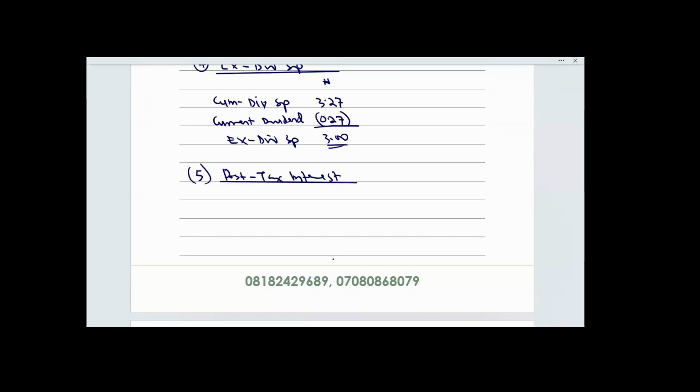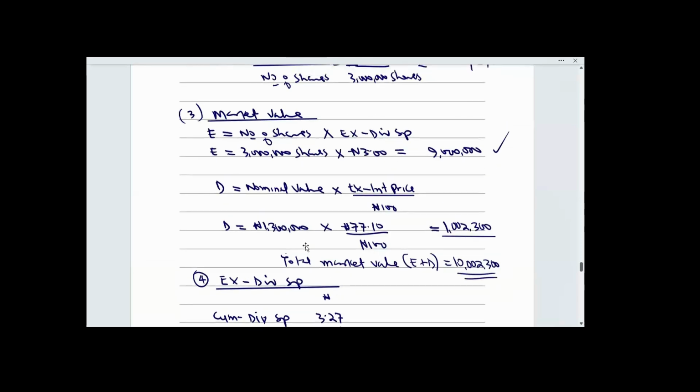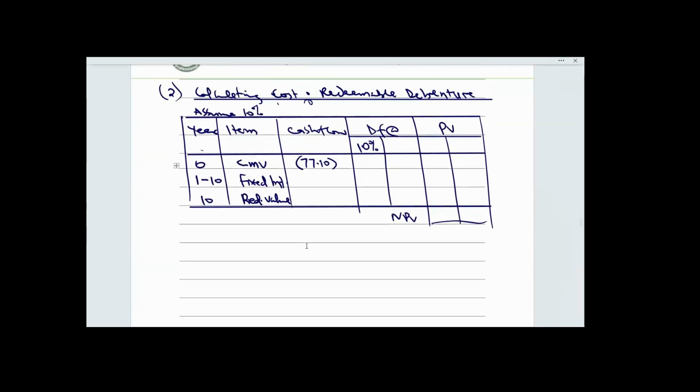Post-tax interest is calculated as interest multiplied by 1 minus tax rate. The interest rate given to us is 7. Tax rate is 30%, so 1 minus 0.30. Therefore, 7 multiplied by 0.7 will give us 4.9. So instead of using 7, I'm going to use 4.9. That 4.9 is the after-tax interest. So I will then come here, 4.9.